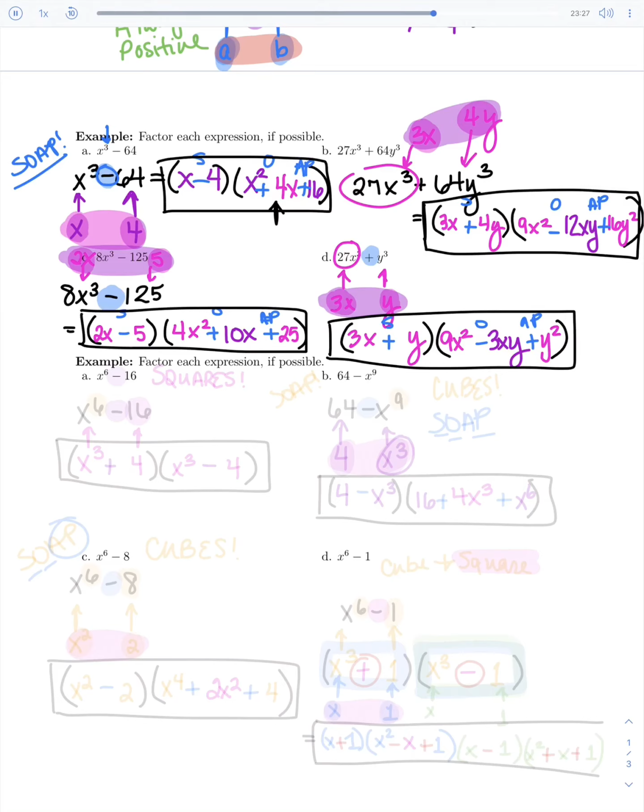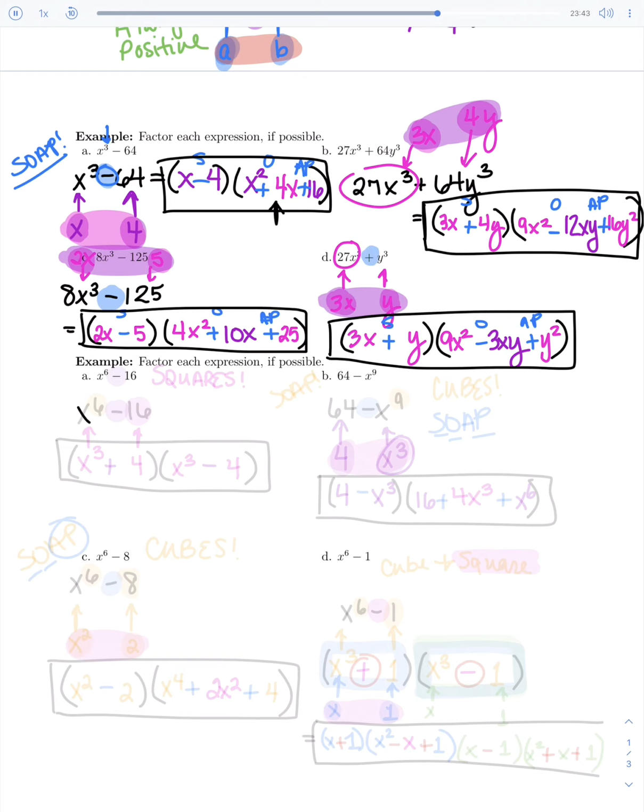Again, it's a pattern and it's repetitive and it doesn't change. But the problem is going to be knowing, when these are all jumbled up, how do I know if I'm looking at squares or how do I know if I'm looking at cubes? This next problem is a perfect example.